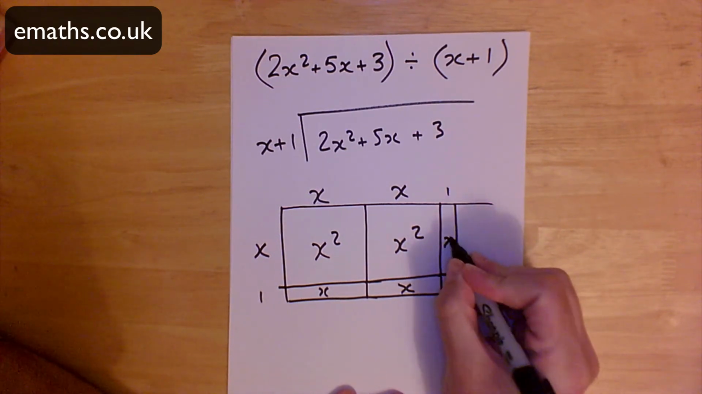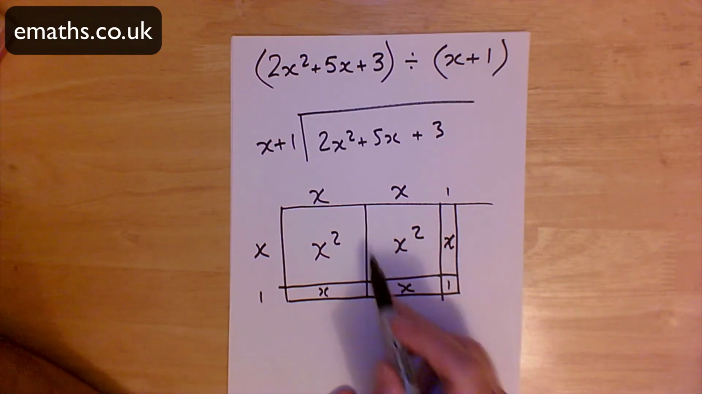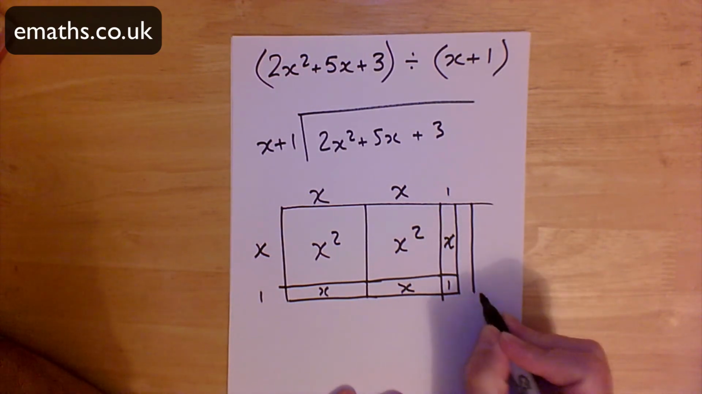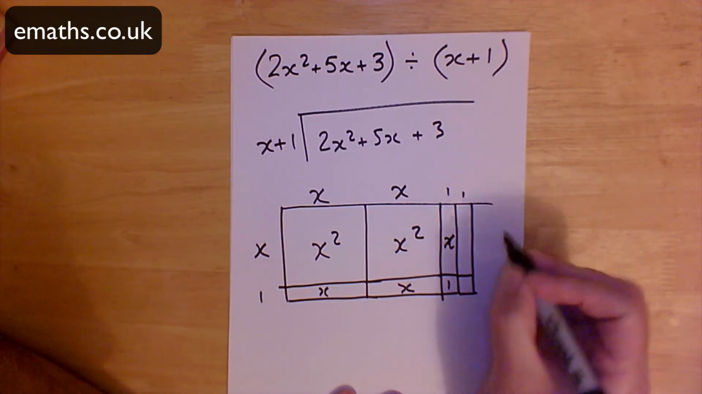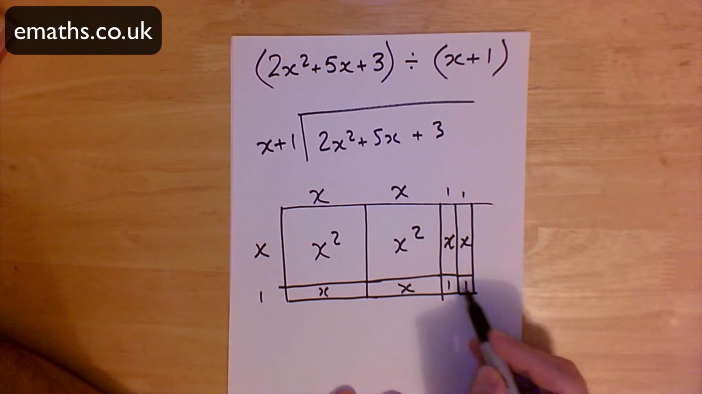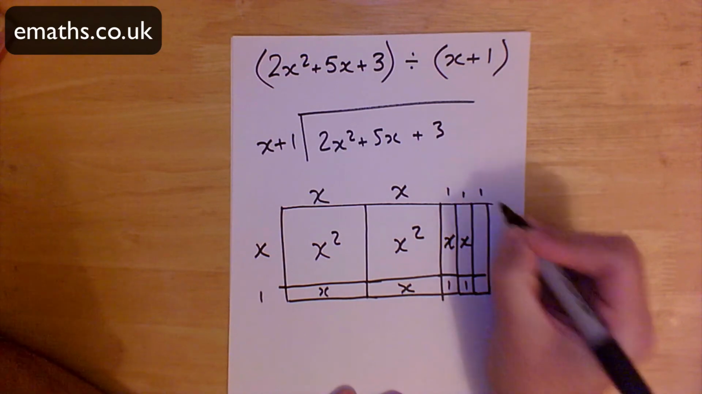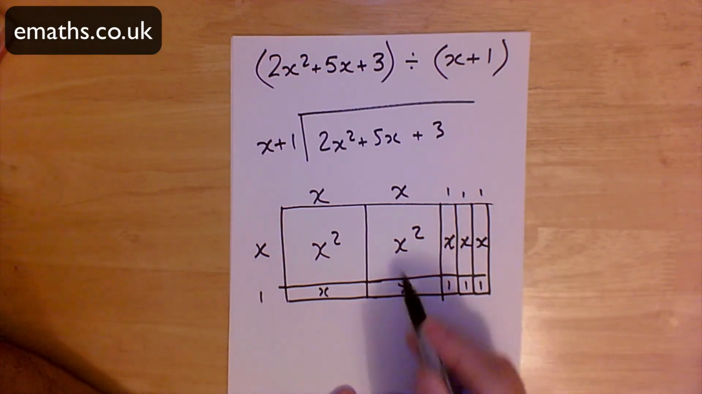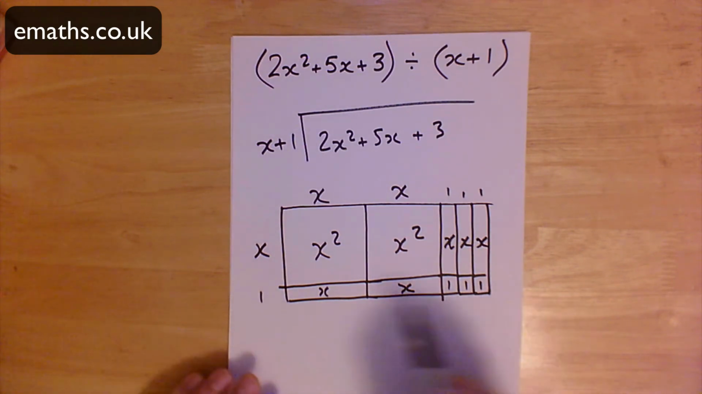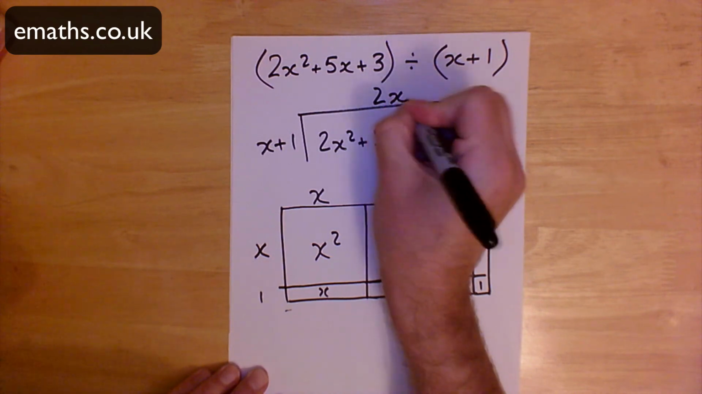Well, that's giving me an x and a 1. So I now have 2x squared plus 3x plus 1. Still not enough. Another 1 along. So I've got 2x squared plus 4x plus 2. Still not enough. Another 1 along. And I have 2x squared plus 5x plus 3. And the other length of the rectangle is 2x plus 3.